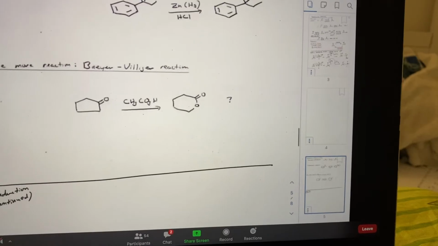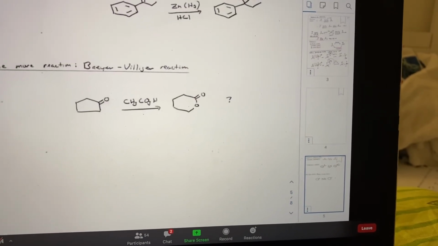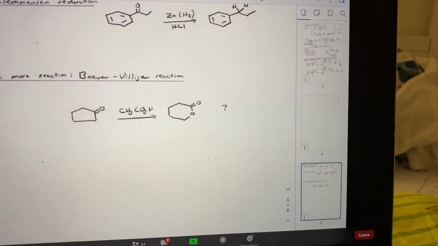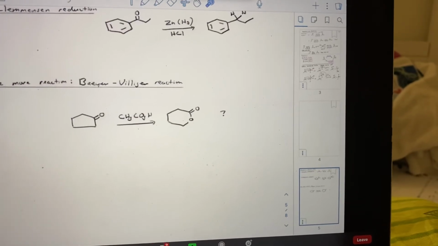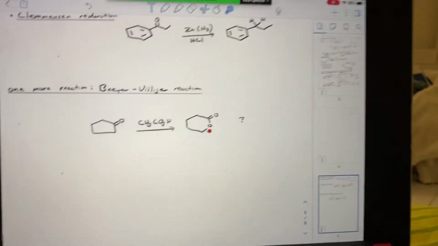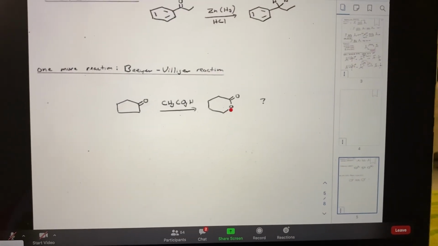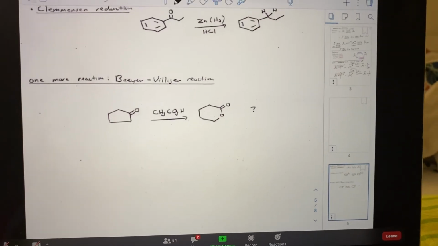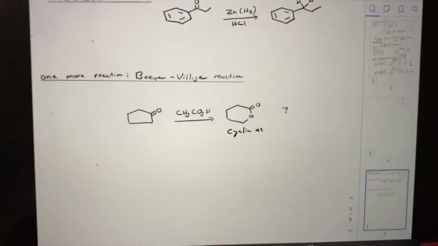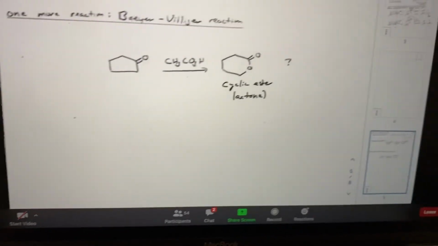And one more reaction here is what's known as this Baeyer-Villiger oxidation or Baeyer-Villiger reaction. And this one looks kind of strange at the outset, is that you can actually take something like this ketone in a 5-membered ring, and in this reaction, turn it into a 6-membered ring. So we've actually expanded the ring. It's like we've added an oxygen here, and we generated here what's known as a cyclic ester, or a lactone is the name for this.